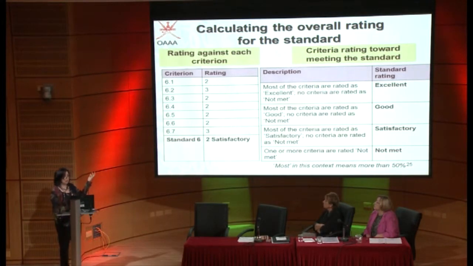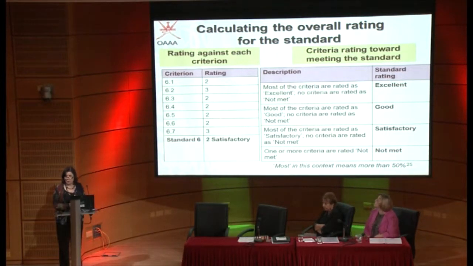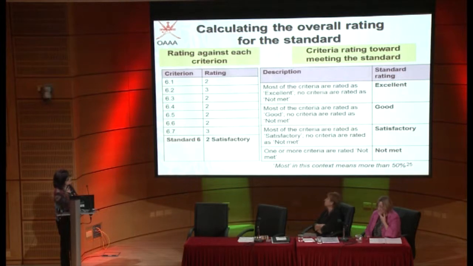Because as Dr. Salim showed in his presentation, you will be able to go to criteria level when you go on the OAAA website to be able to see how an institution performed against that particular criteria. So although it might not have an impact on the overall standard, the institution or the stakeholder can look at 3 or 4 institutions and say, how did they do with graduate attributes? And they can have a look at criteria level for how institutions compared.